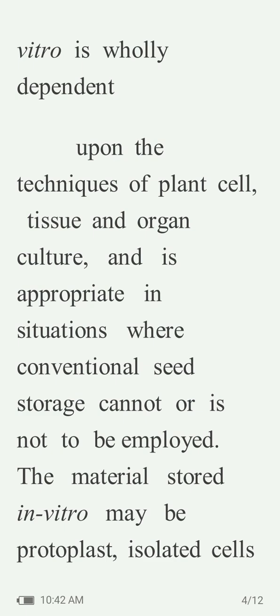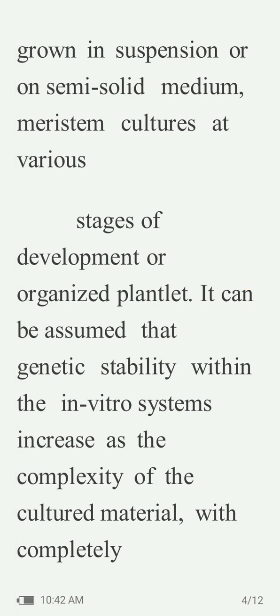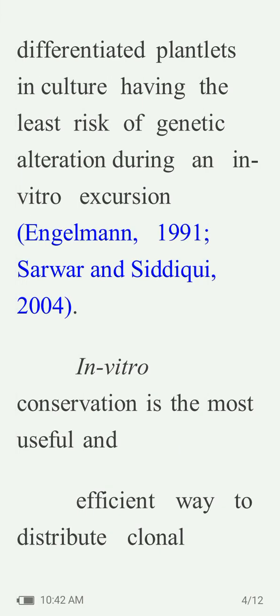The material stored in vitro may be protoplast, isolated cells grown in suspension or on semi-solid medium, meristem cultures at various stages of development, or organized plantlets. It can be assumed that genetic stability within the in vitro systems increases as the complexity of the cultured material increases, with completely differentiated plantlets in culture having the least risk of genetic alteration during an in vitro excursion.